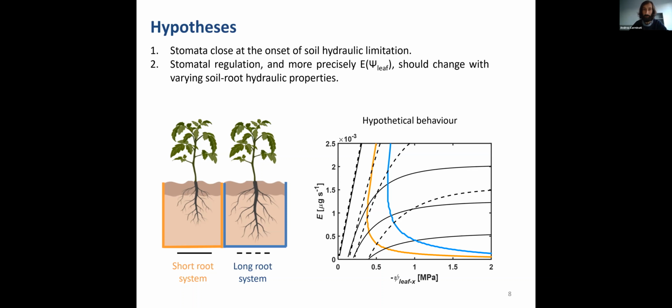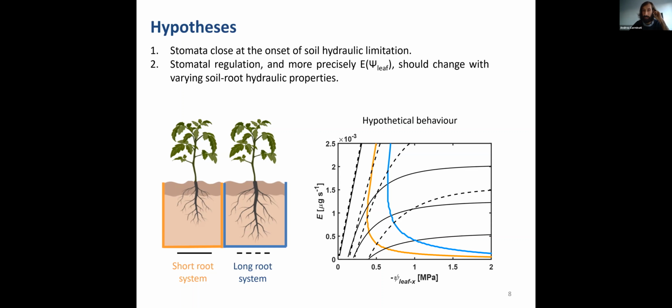And we tested this hypothesis using the same plant as Nimrod showed, using grafted tomatoes, so the same shoot, but with different root systems, a short one and a long one. Now, what will be the consequence on the hydraulics? Well, the consequence on the hydraulics is seen in this picture.